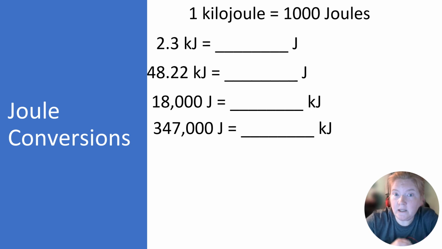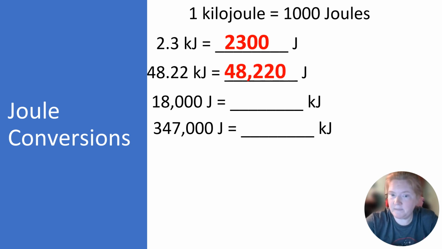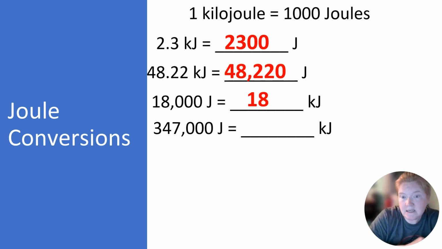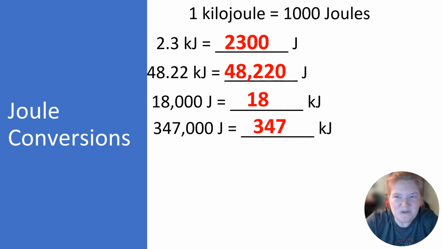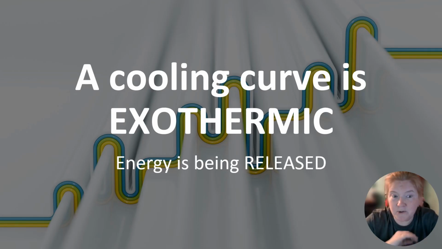Okay, so 1 kilojoule is 1,000 joules. So if I have a number in kilojoules, I multiply it by 1,000. So what do you get for the next one? Yeah, this one. Now, if I have a number in joules already and I want to convert it to kilojoules, I divide by 1,000. So I would get this. So what would you get for the next one when you convert those joules into kilojoules? Yeah, 347.